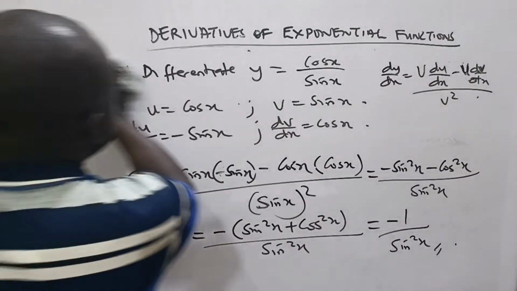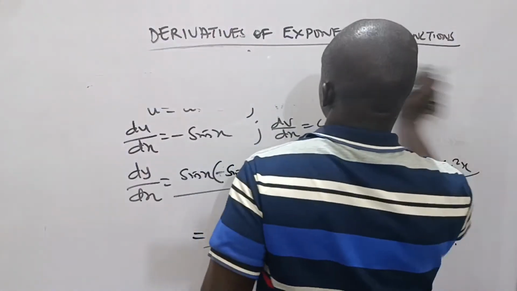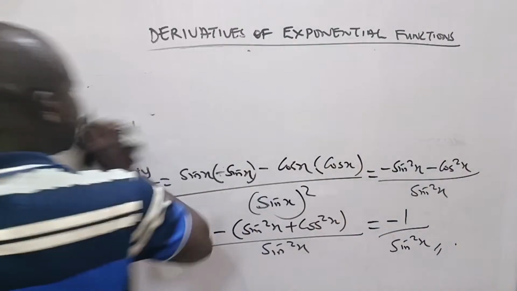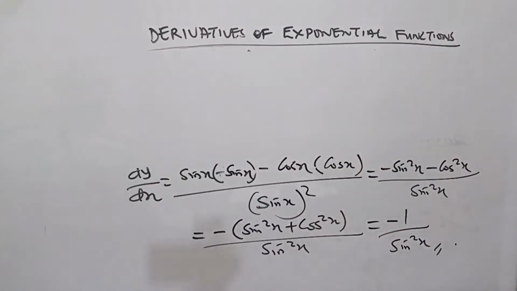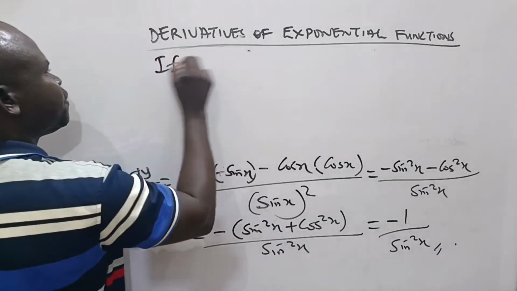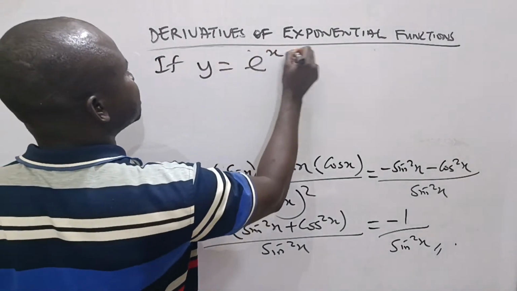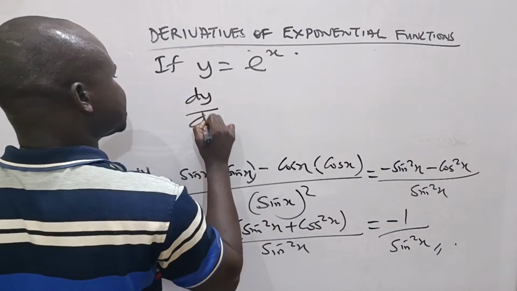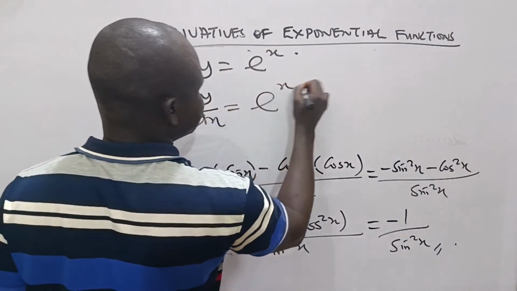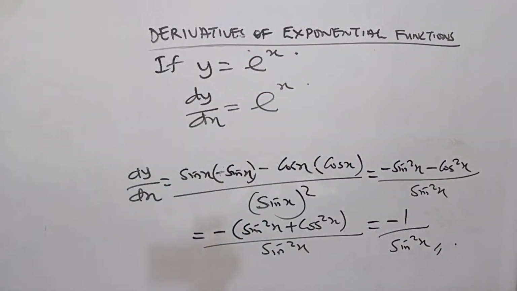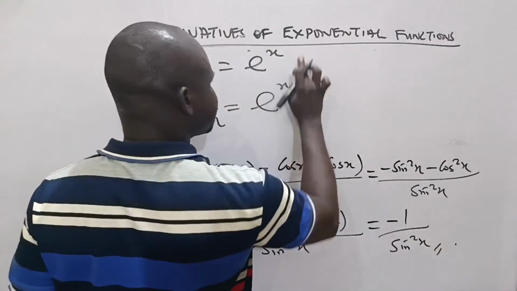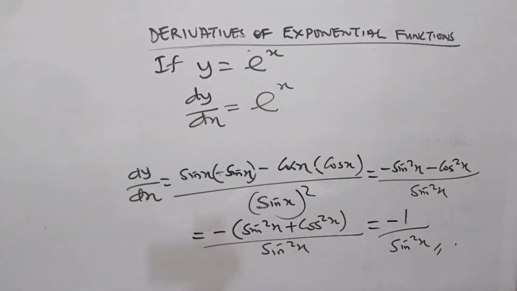So, exponential functions. How do we find the derivative of exponential functions? That is what we are about to do now. If y is equal to e raised to x, then dy/dx will also be equal to e raised to x. It's the same thing. If y is e raised to x, an exponential function, dy/dx will also be e raised to x.